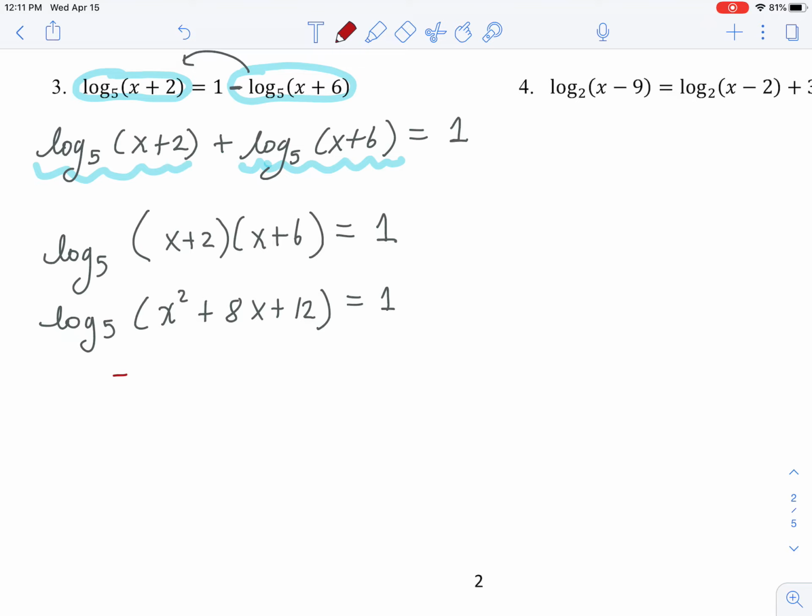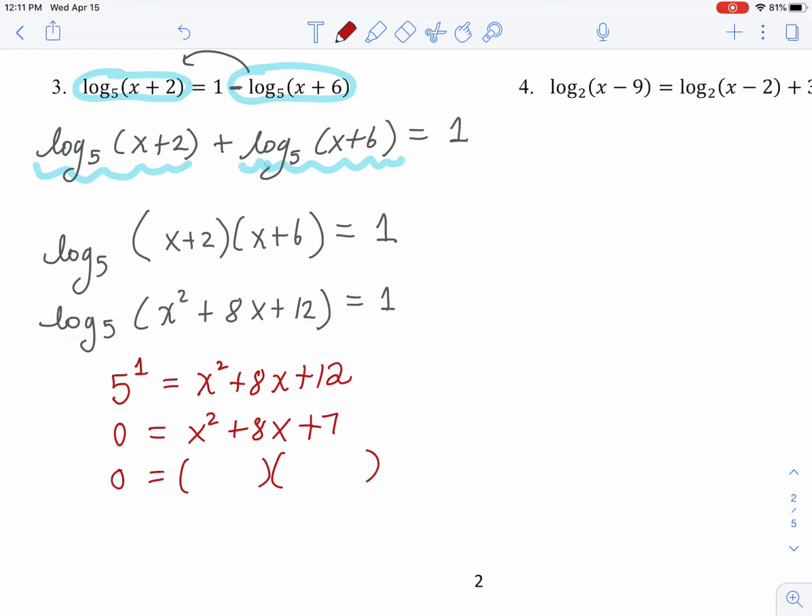All right, let's rewrite this in exponential form. If you rewrite this in exponential form, the question is, what is the base? The base is 5. The power is 1. 5 to the first power equals x squared plus 8x plus 12. Subtract 5 from both sides so that we can have a quadratic form. x squared plus 8x plus 7, right? And look, thank goodness, this is factorable.